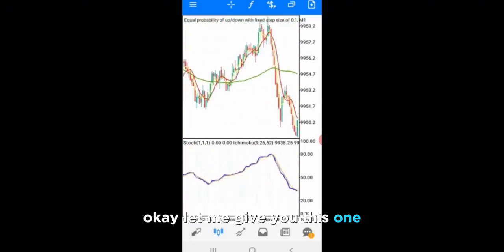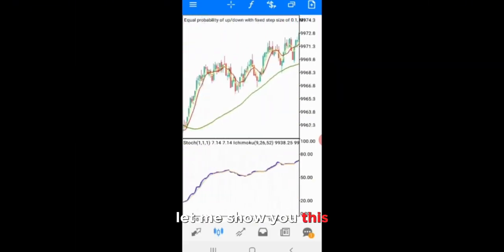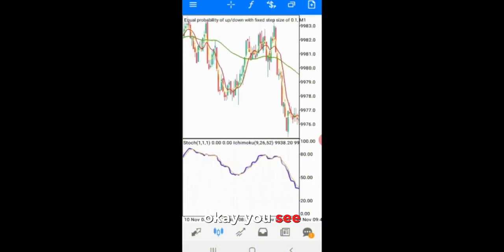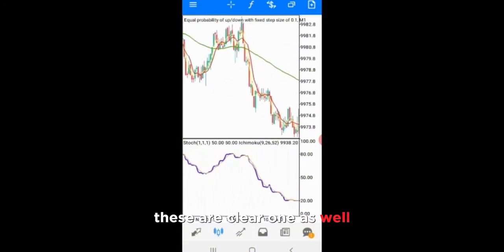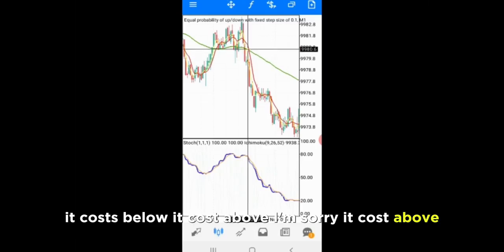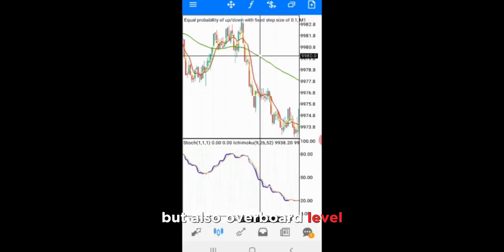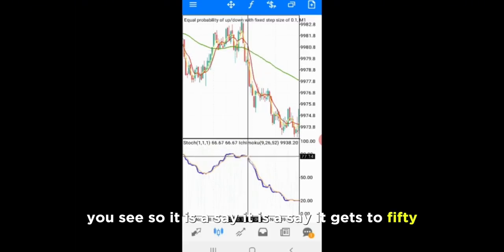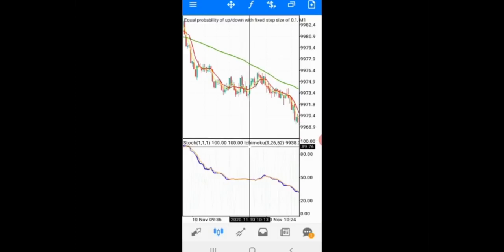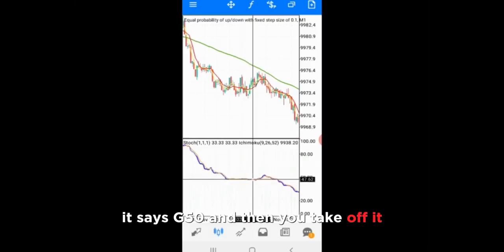Okay, let me show you this. I'll show you something. Okay, you see, this is a clear one as well. It crossed above, I'm sorry, crossed above at the overbought level. You see, so it is a sell. It gets to 50. It sells to 50. And then you take profit.